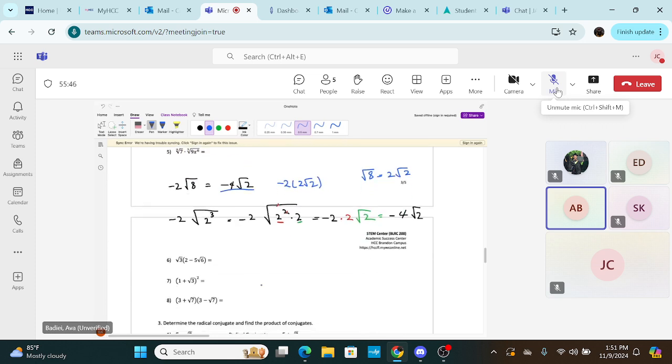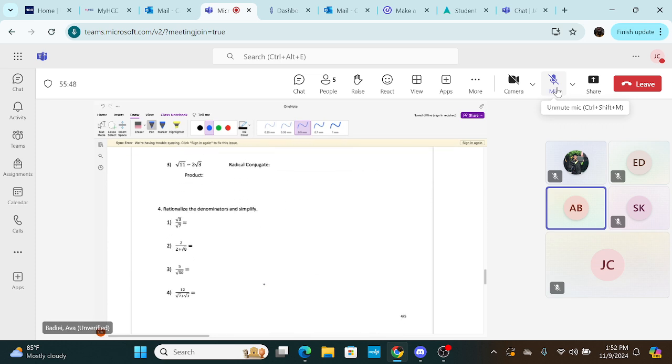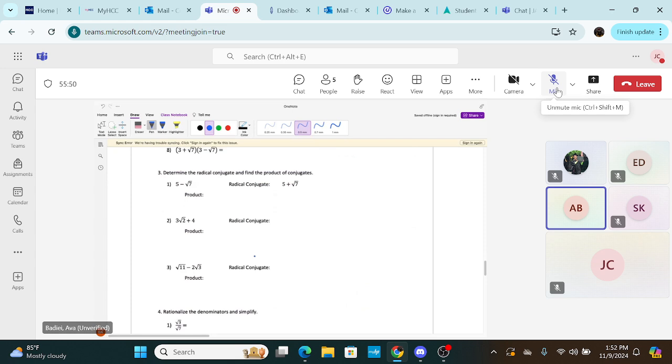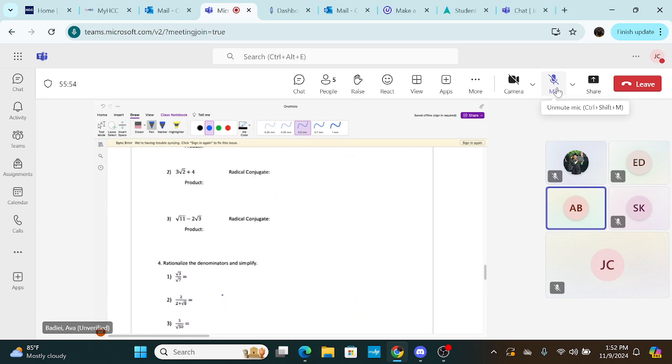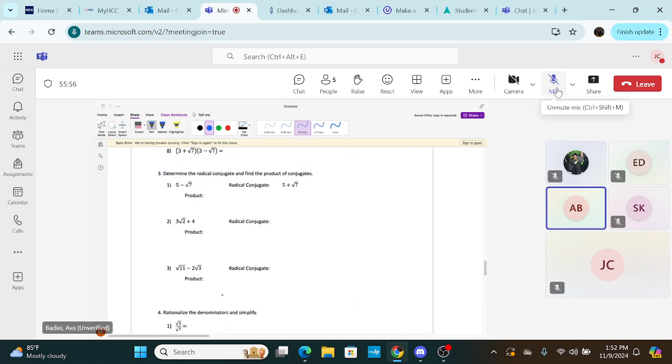We might have time. Let's do a quick one from here, a quick one from here. Let's say, Shinaya, can you tell me which one we should do from number 3? Can we do number 3? Number 3, yep. Let's do number 3.